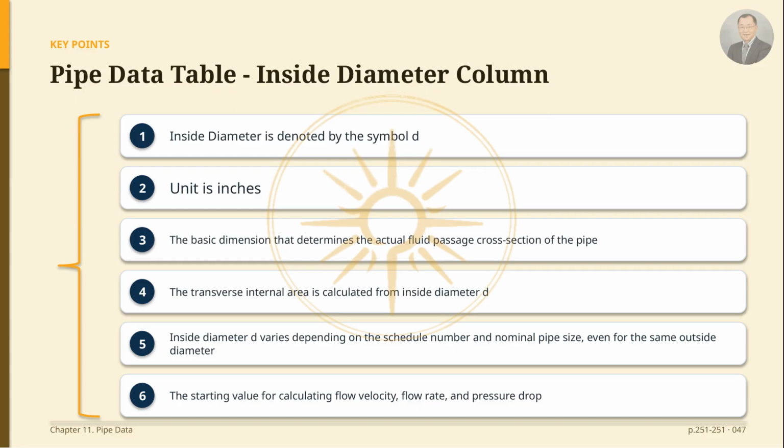Now, I would like to introduce the inside diameter column of the piping data table. The inside diameter, denoted by the symbol D, is measured in inches. The inside diameter is the most basic dimension that determines the cross-section through which the fluid actually passes. Even for pipes with the same outside diameter, the inside diameter D varies because the wall thickness differs depending on the schedule number and nominal pipe size. The transverse internal area is calculated from this inside diameter value, which then leads to calculations for flow velocity, flow rate, and pressure drop, so you can consider it the starting point for all piping calculations.